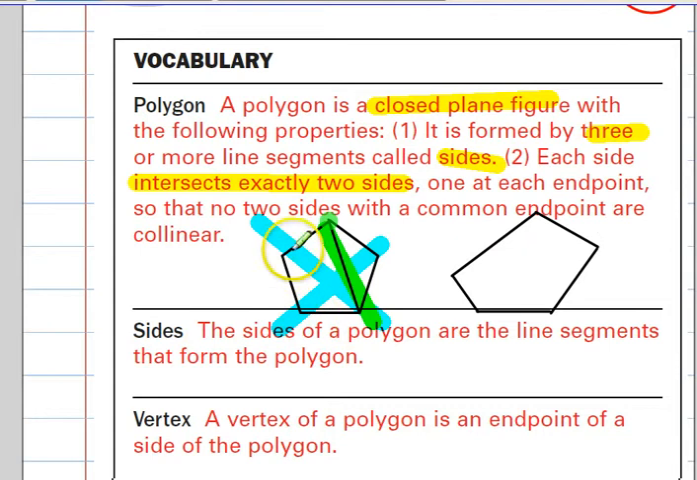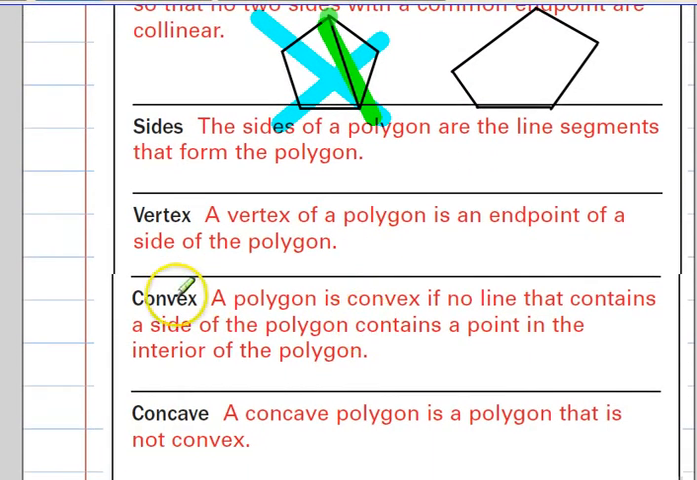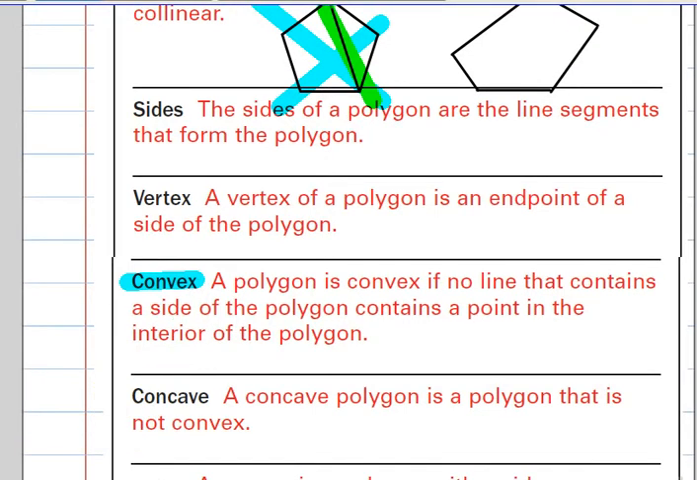Instead of calling these line segments, which they are, we're going to call them sides. And instead of calling them corners, we call them vertices, or vertex for singular. There are 2 types of polygons, convex and concave. Now convex is ones that we normally deal with in everything that you've ever seen. A concave polygon is still a polygon, but the only difference is it's not convex.